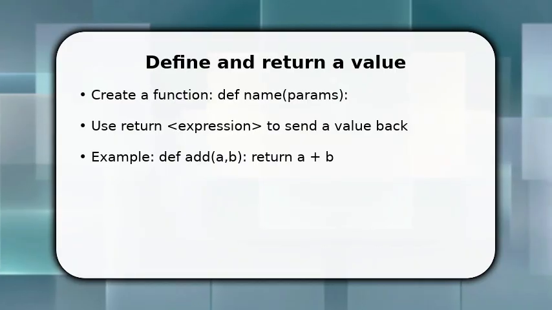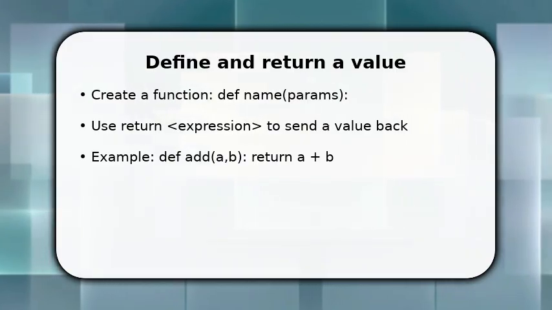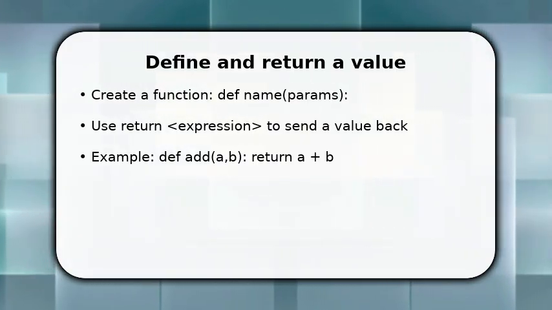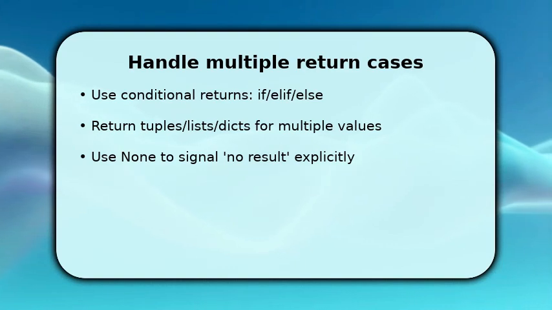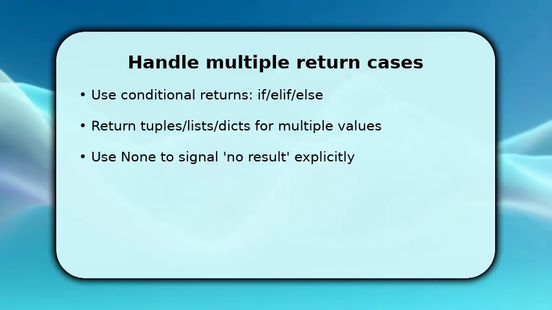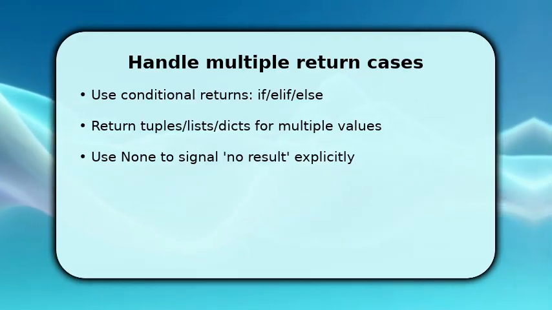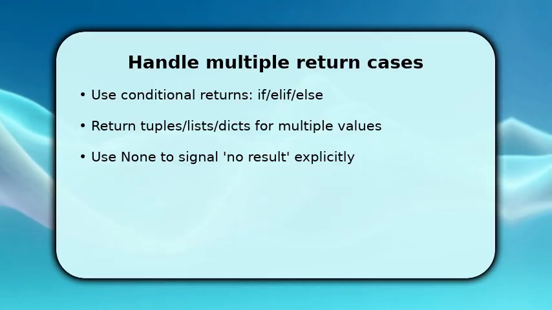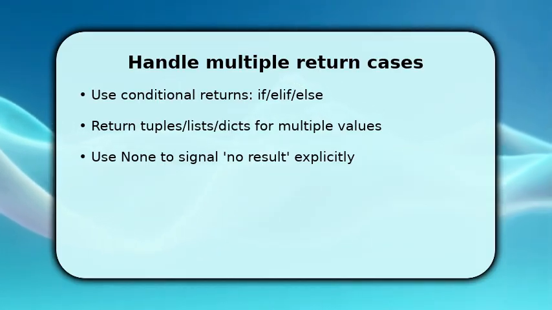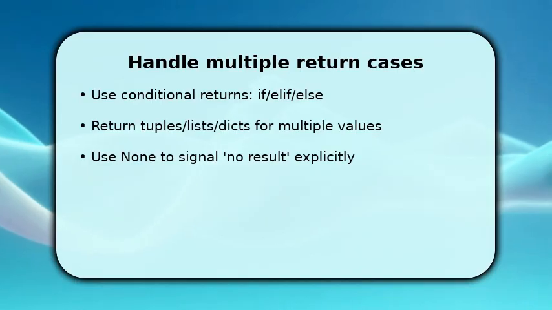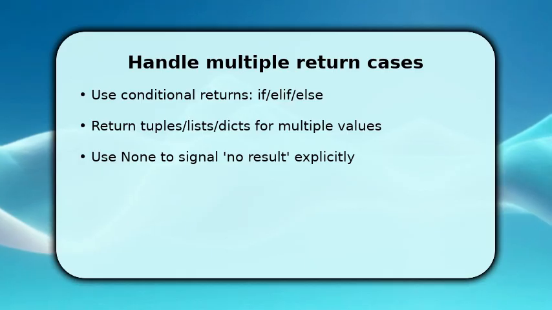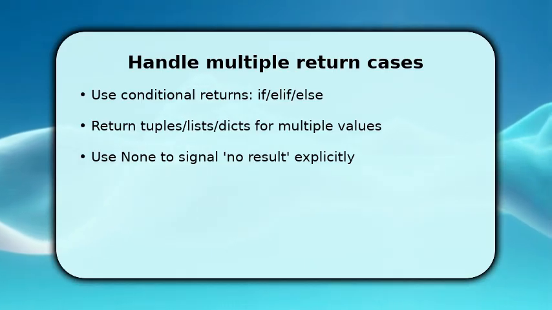Once written, call the function and assign its output to a variable to use the returned value. You next handle branching and multiple outputs by using conditional returns and compound types. If different inputs need different outputs, place return inside if, else branches so each path returns a clear result. When you must return several values, return a tuple or list. Return x, y, or return x, y, z.